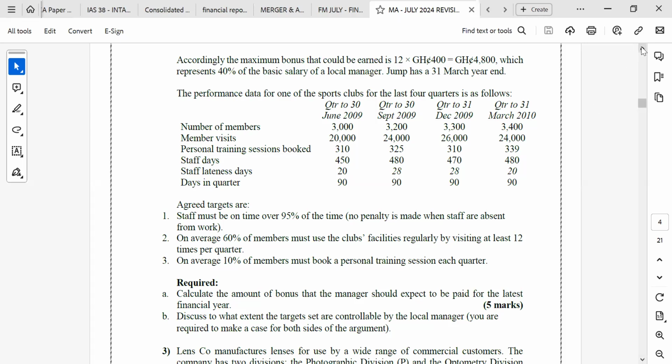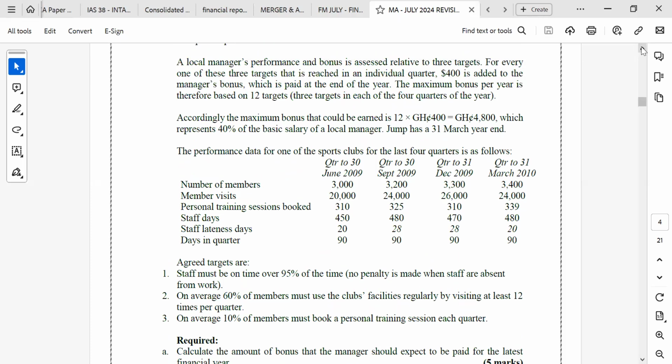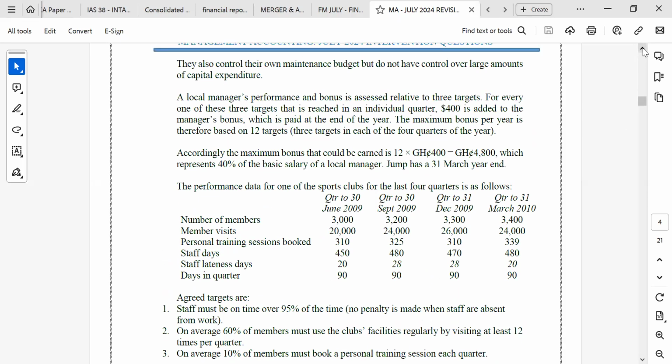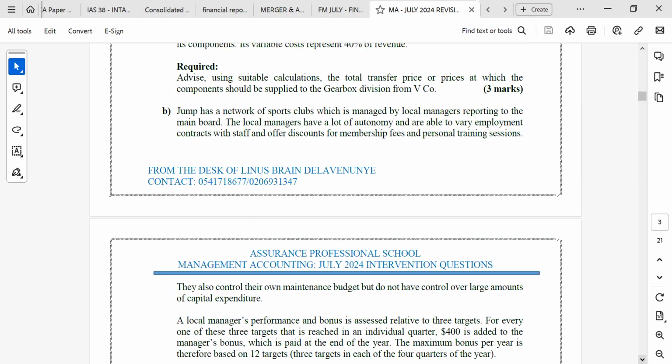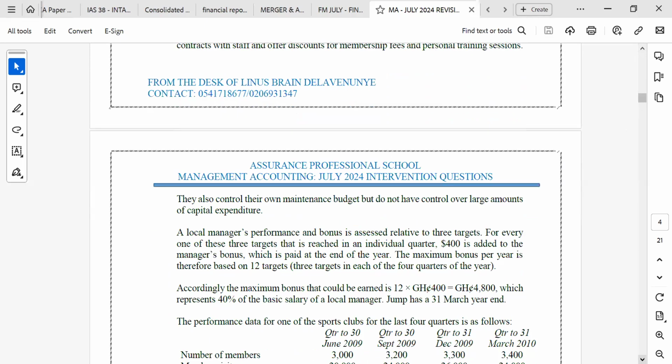So this is also a performance measurement, which is going to be based on a reward scheme. Whenever you have a reward scheme, it is likely that management will be manipulating the system to get a reward, because we are all humans. So if targets are being set, it is likely that management is going to be manipulating the system.